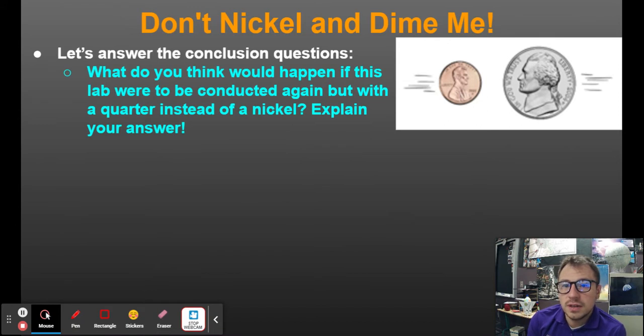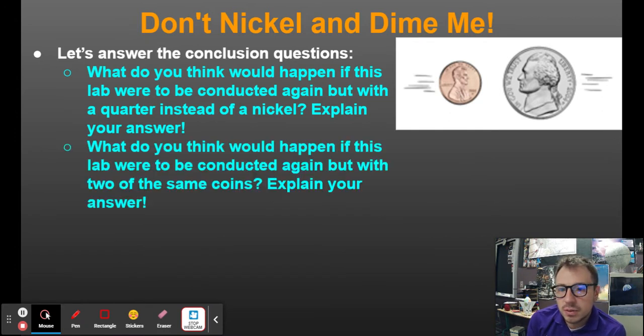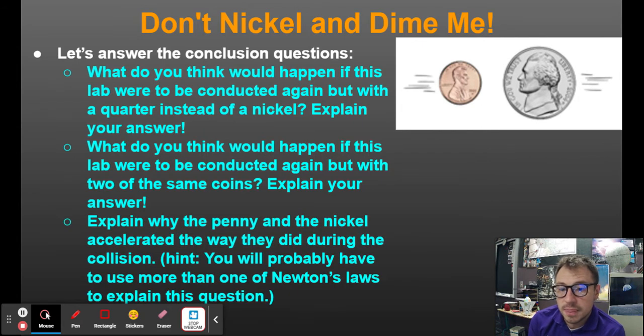If this experiment were to be conducted again with a quarter instead of a nickel, it would have less of an effect on the quarter because the quarter has more inertia. So it's going to resist that change in motion more. Now, if it were conducted with the same coins, the effect would be the same because they have the same resistance to that force, the same inertia.